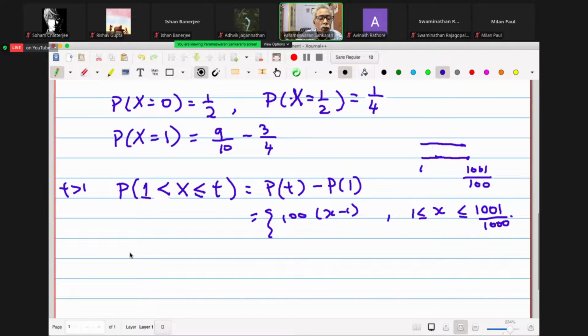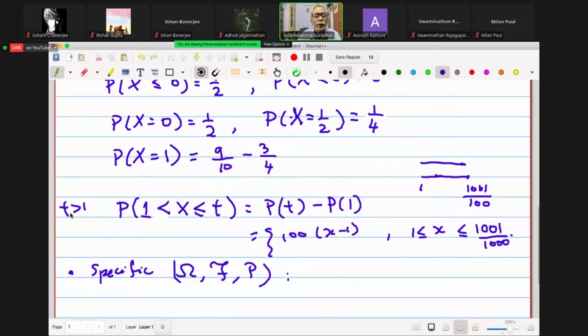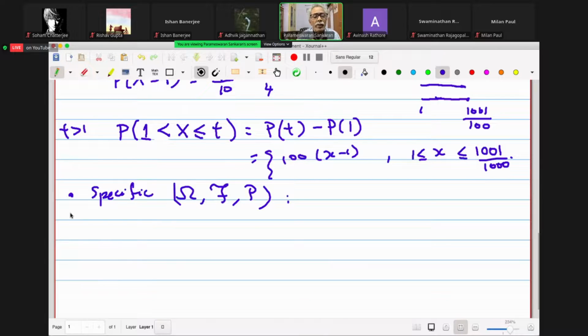And if you are asked to give a specific model, a specific probability space, omega, F, P, we usually don't bother so much about omega, but omega will become clear from the context. I want to do this explicitly because this is important for your general understanding. Otherwise you will just learn a lot of theory and learn to do some routine problems, but conceptual understanding is lacking, and that's not good. So it's okay if I spend 15 minutes on this.